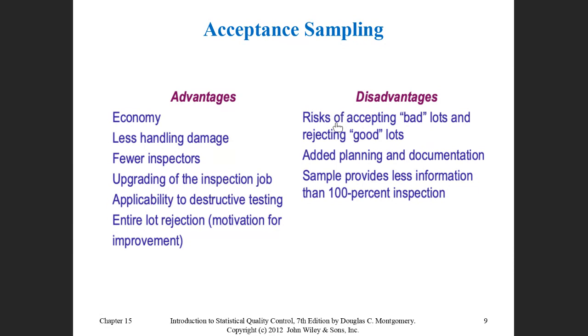The disadvantage, which there has to be because you are not testing every item, is the risk of accepting bad lots and rejecting good lots, because the sample does not reflect the whole population. There is always a correlation between them, but that doesn't mean it is 100% accurate. Added planning and documentation is one of the disadvantages. That means there is extra paperwork to be done. Samples provide less information, definitely, than 100% inspection.